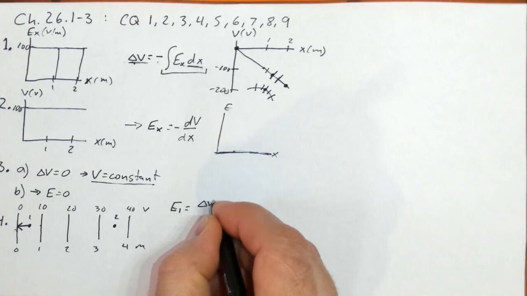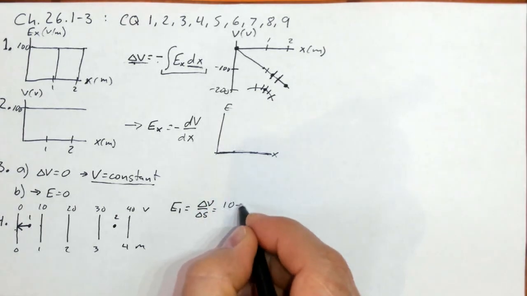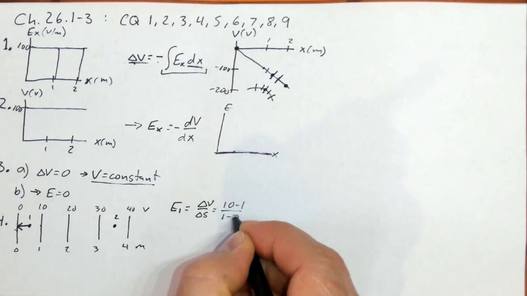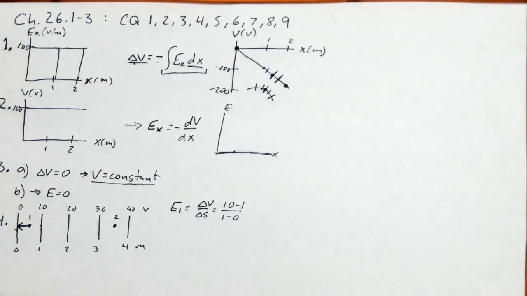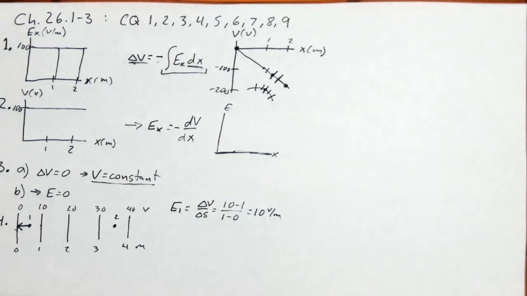So my delta V over my delta S is going to be 10 minus 1 over 1 minus 0. That's spanning my point, and I get 10 volts per meter, which I kind of could have seen. It's 10 volts every meter. All right, and then again pointing towards lower potential. So what's the value here then? What is the direction and size of the electric field at that point?